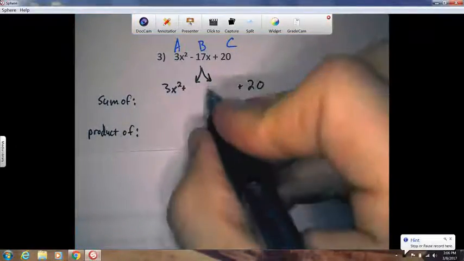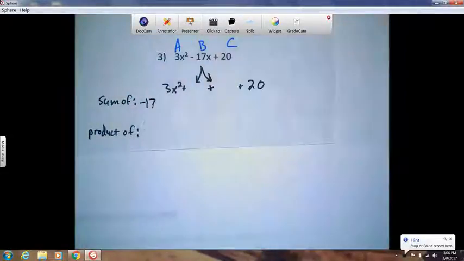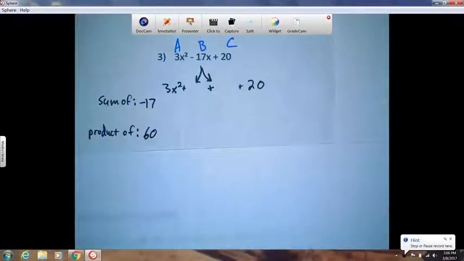Okay, so that's what I'm going to do. You're going to break it down, you're going to factor it by grouping. So I need a sum of negative 17 and a product of 60. So make sure you know where that comes from. 3 times 20 is 60.